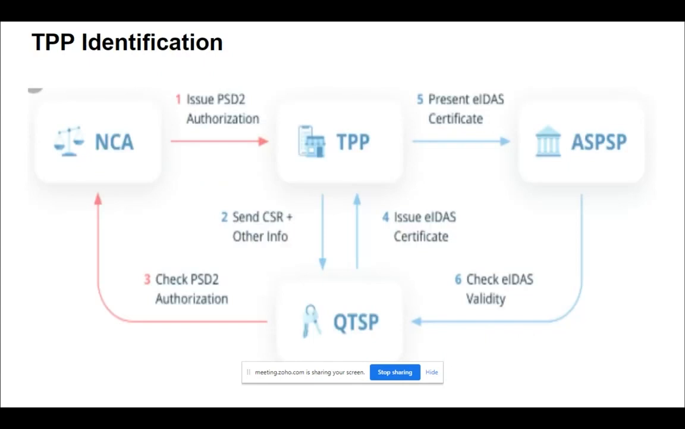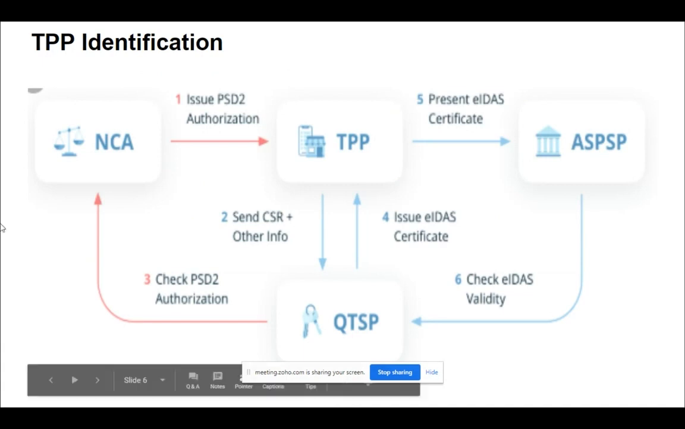Now we need to understand this flow, TPP identification. How will the bank do the TPP identification? If the bank is to allow consumption of its API, the bank should know that this is a legal TPP, a legal third party provider. So in that case, what will happen?